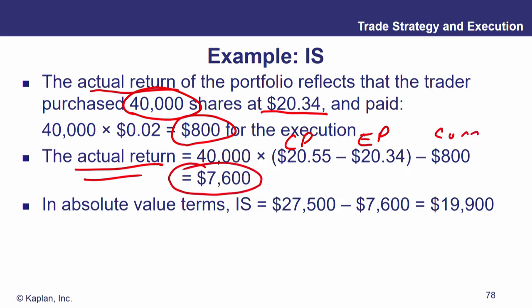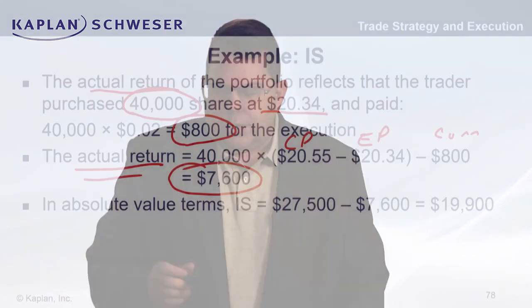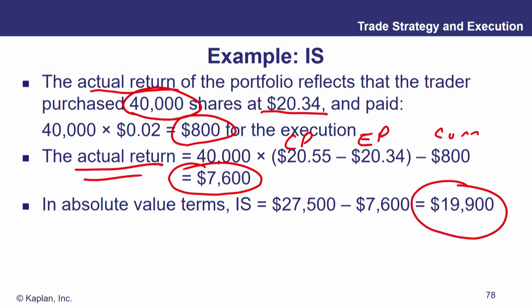Hey, you know what? I didn't get $27,500. I only got $7,600. Okay, so again, hypothetically, we should have gotten $27,500. In reality, we only got $7,600. So the implementation shortfall is $19,900. Okay, so if you didn't get this, stop the video, go back, rework it again, and keep practicing. Because identifying the implementation shortfall is only half of the question typically. The next part of it, they're going to ask you to decompose which of the four components made up this $19,900.